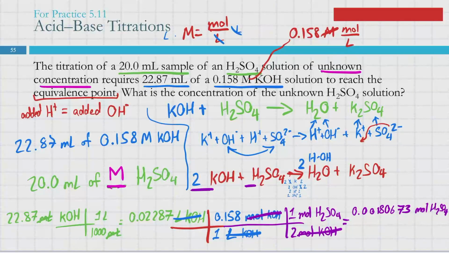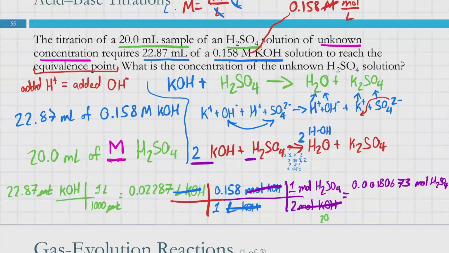What are we finding? Molarity. Is moles the same as molarity? No, it's not the same as molarity. Moles and molarity are different, but moles is related to molarity. Molarity is moles over liters. So we can find molarity if we have moles and liters. Do we have moles? Yes. Do we have liters? Yes, sort of, right? We have 20 milliliters. We can convert milliliters into liters.